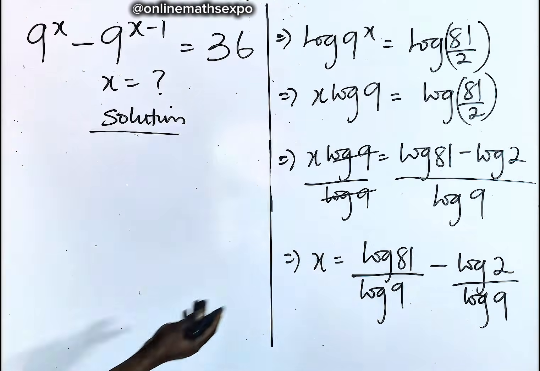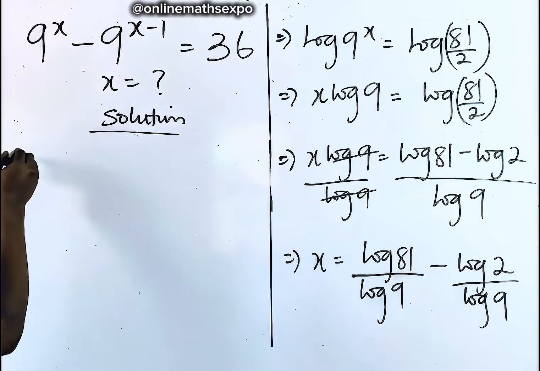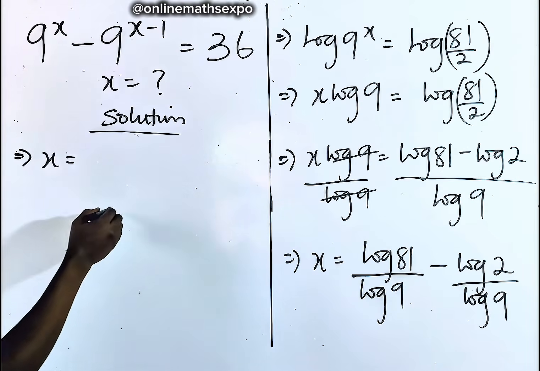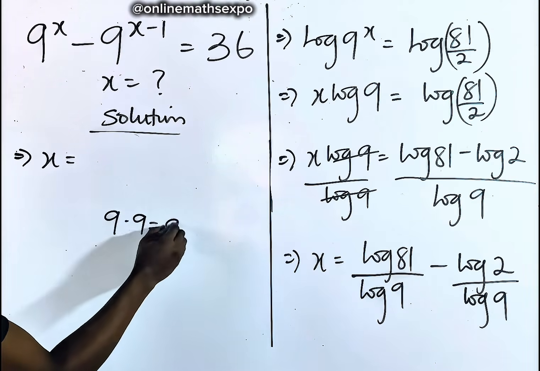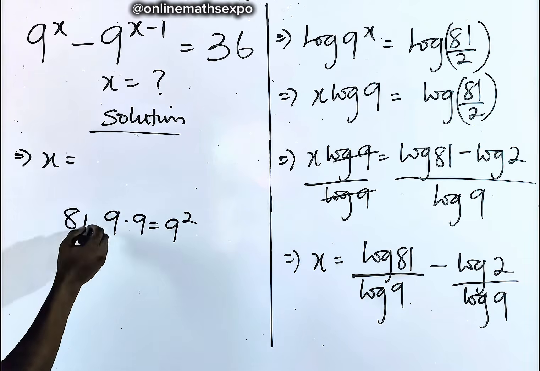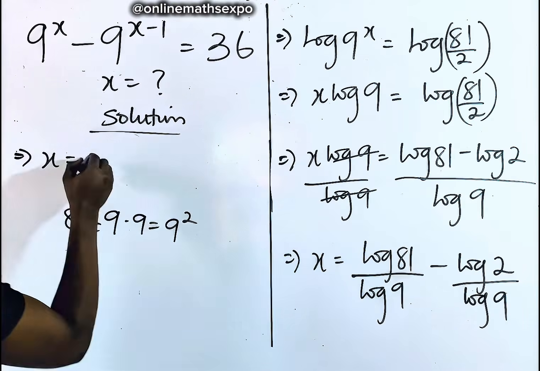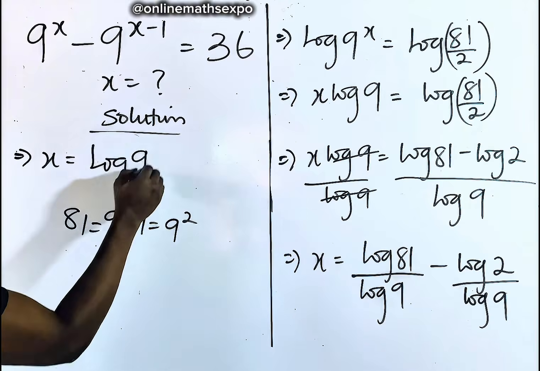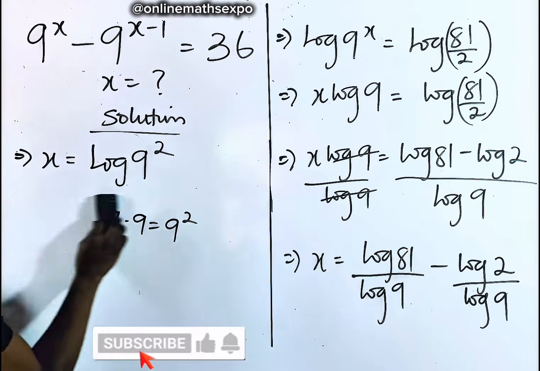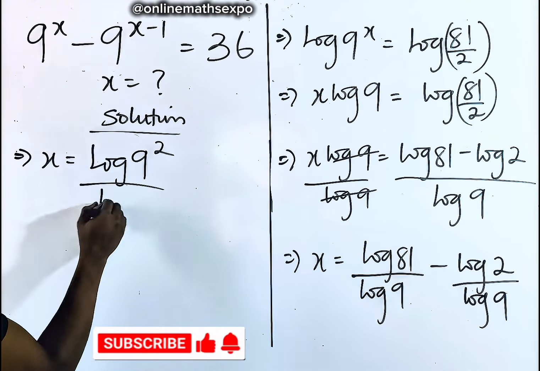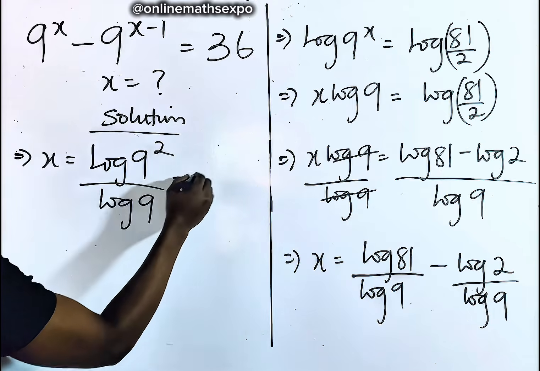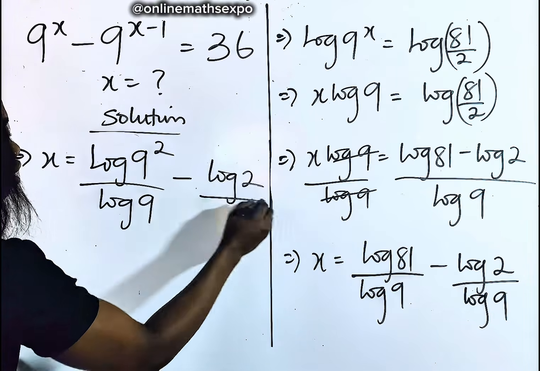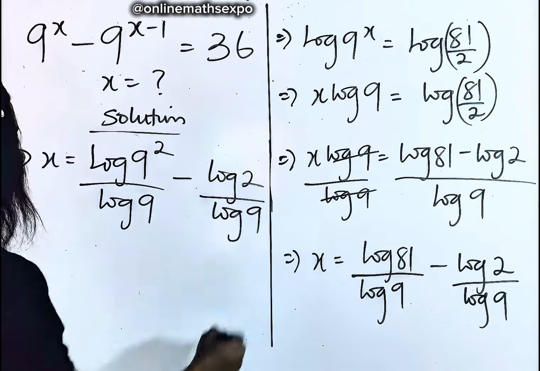Keep solving. Remember, 81 is the same as 9 times 9, which is 9 squared. So we can quickly replace it to have log of 9 squared divided by log of 9 minus log of 2 divided by log of 9.